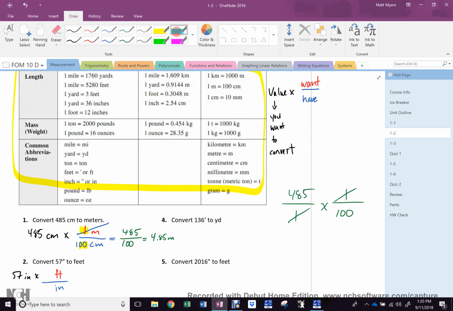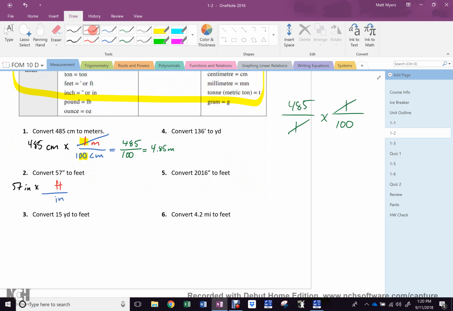Where is it on the chart? Here. Right here, the bottom of the 1 foot is 12 inches. So where does the 1 go? With the foot. And where does the 12 go? With the inches. Do I ever care about the 1? So we get rid of it, and I'm left with 57 over 12. Now, I hit that up with my calculator, and I get 4.75.